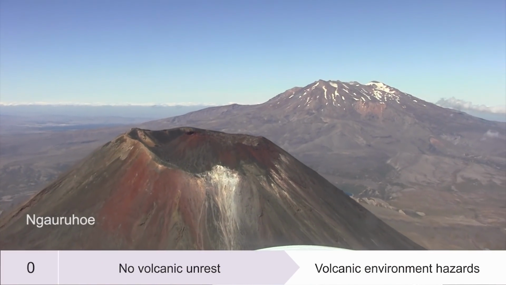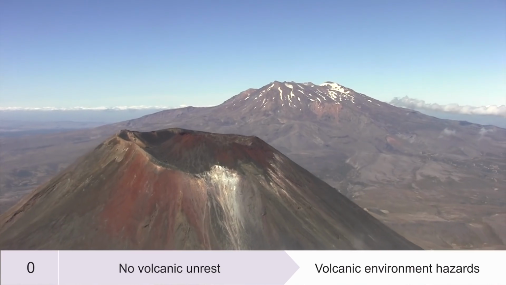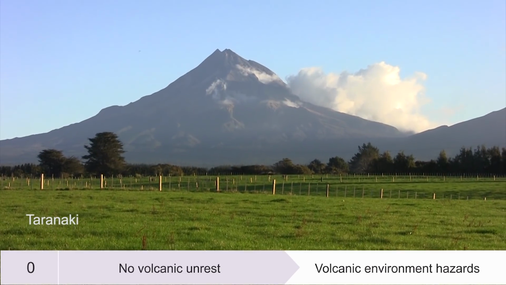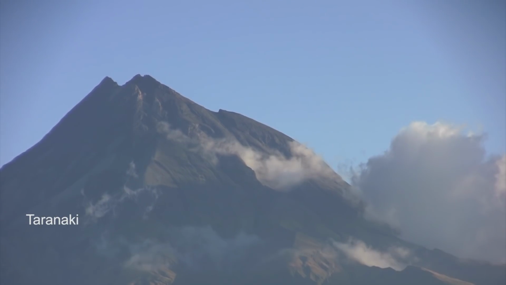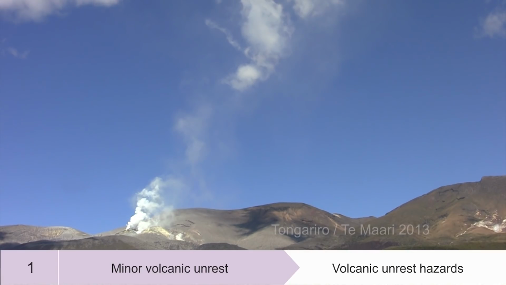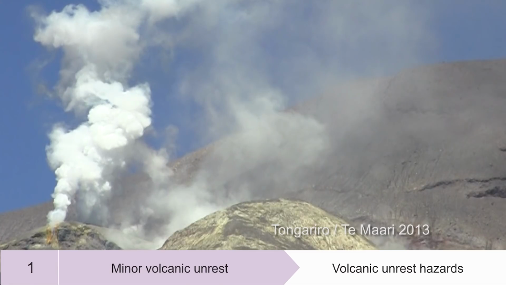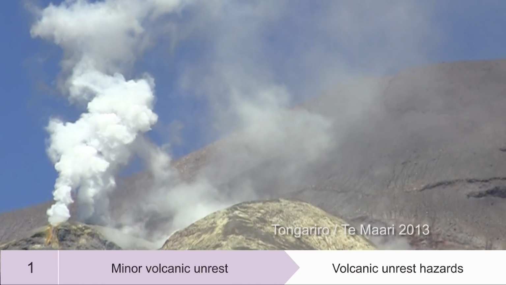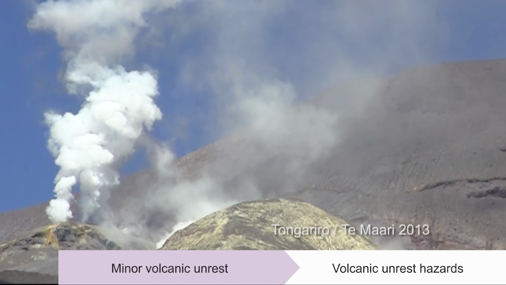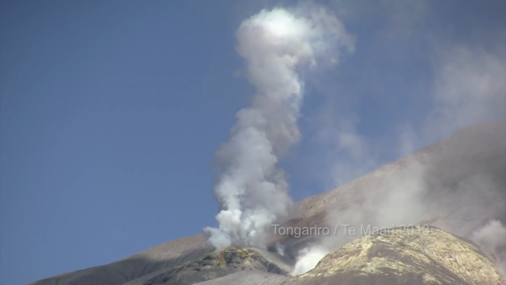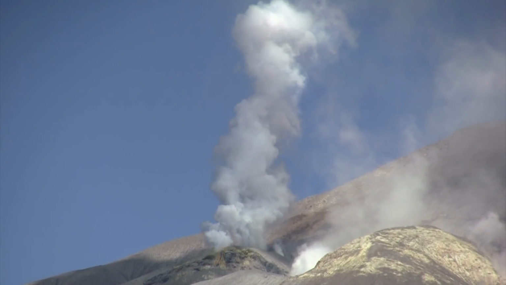A volcano at alert level zero is a volcano where nothing is happening. And we just have the typical environmental hazards, and there's no volcanic hazards at that volcano. A volcano at alert level one is experiencing minor unrest, and there may be some volcano unrest hazards like the geothermal systems or volcanic gases or earthquakes.